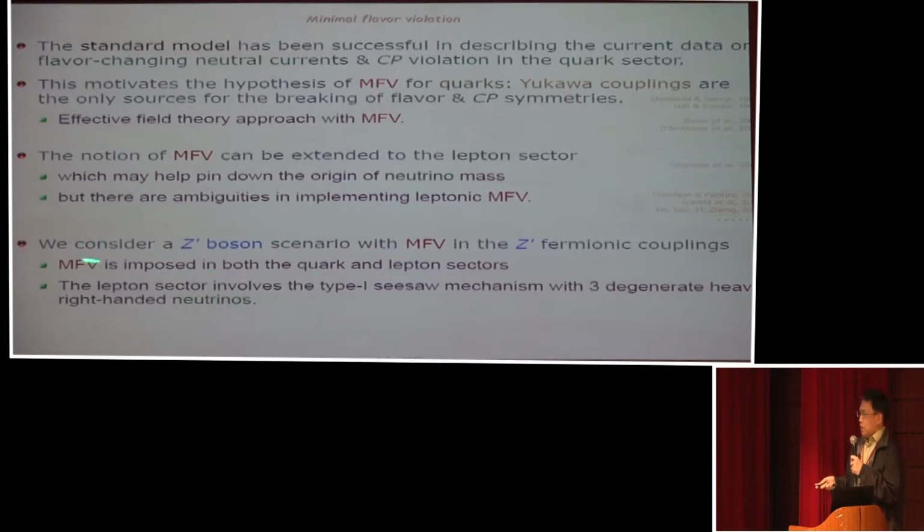So in this work we consider a Z prime boson scenario with MFV in the Z prime fermionic couplings. So we impose MFV on both the quark and lepton sectors. And as I mentioned, because of the ambiguities, you need to make some assumption about how you want to generate the neutrino mass. So in this case, we consider the canonical type 1 seesaw mechanism, which has three degenerate heavy right-handed neutrinos. So this is the specific scenario that we will consider.